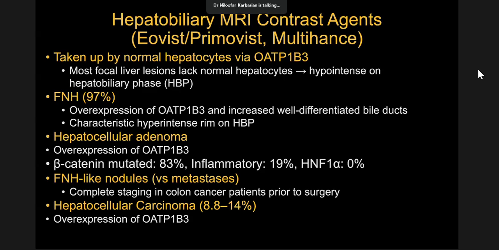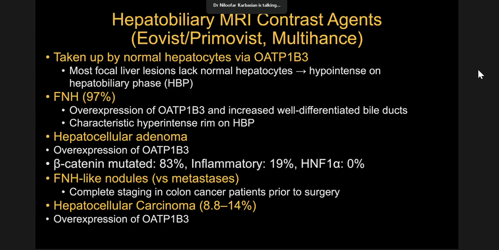And in the past, we thought, okay, great, so we can diagnose all the FNHs with hepatobiliary. Anything that retains that is an FNH, and everything that doesn't retain that is not an FNH. But later on, we came to understand that that's actually not true. A subset of hepatocellular adenomas, unfortunately, also has the overexpression of OATP. And even more unfortunately, the versions that do have the overexpression are the ones that have the highest risk of malignancy. The beta-catenin mutated, which has the highest risk of malignancy, up to 83% of them will retain contrast.